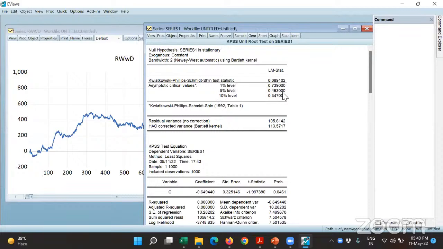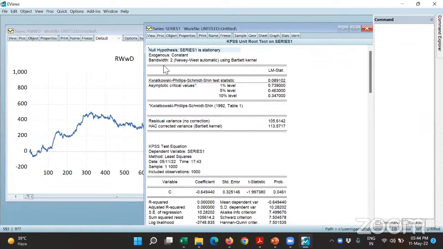So at a 5% benchmark, or even at a 1% or 10% benchmark, but let's stick to a significance level of 5%. At a significance level of 5%, the benchmark is 0.46. Your computed value is 0.089. So the computed statistic falls into the acceptance region, and you accept the null hypothesis. And the null hypothesis is that your series is a stationary series itself. That's the one aspect.